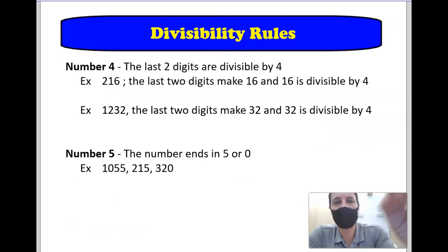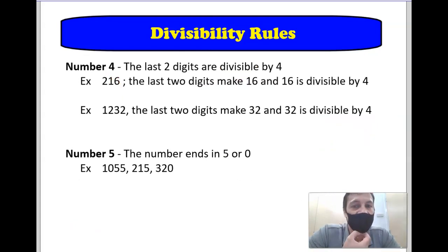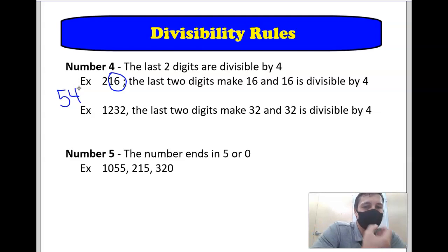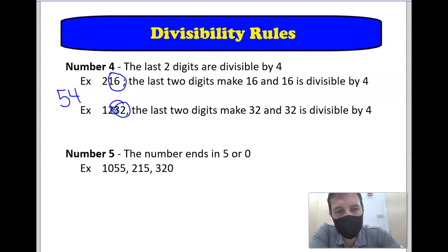Let's look at the rules for 4 and 5. For 4, we just have to look at the last 2 digits. If those last 2 digits are divisible by 4, then the whole number is divisible by 4. So 216. Well, I look at the last 2 digits. That's 16. And 16 is divisible by 4, so 216 is divisible by 4. Actually, 54 will fit into 216 4 times. And then this number, 1,232. Again, just look at the last digits. I've got 32. Well, 32 is divisible by 4, so that whole number, 1,232, is divisible by 4.